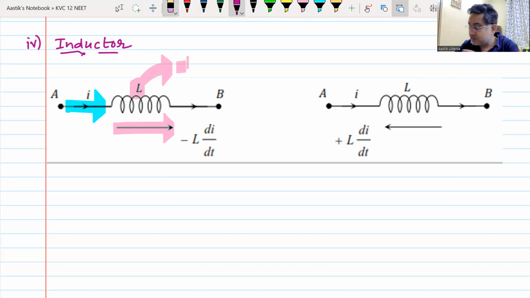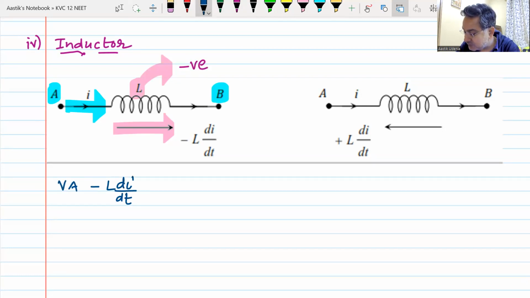Understood, sir. You understand that? So it will be taken as negative. I will write the equation for this because you might get confused. Nothing to get confused here actually. VA minus L di by dt is equal to VB. VA minus VB is L di by dt.